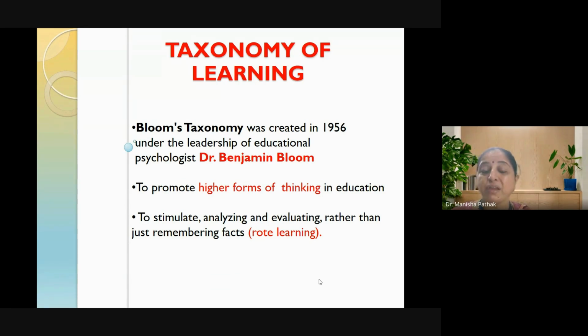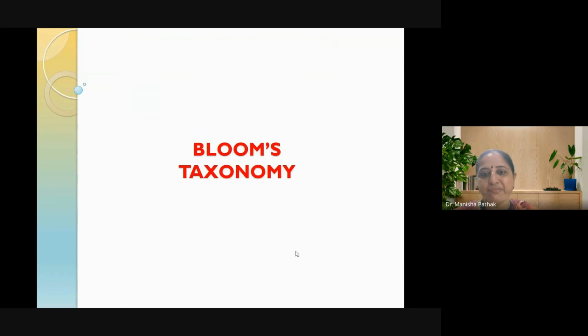Why did he give it? Because he desired that there should be a higher order of thinking among the learners. We should not confine the learners to only remembering and recalling, as that will lead to rote learning. To avoid rote learning, to promote higher order thinking, to enable them to create new knowledge and add to the body of knowledge, he designed the taxonomy of learning. This is called Bloom's taxonomy, from long back in 1956. So we'll discuss this Bloom's taxonomy.